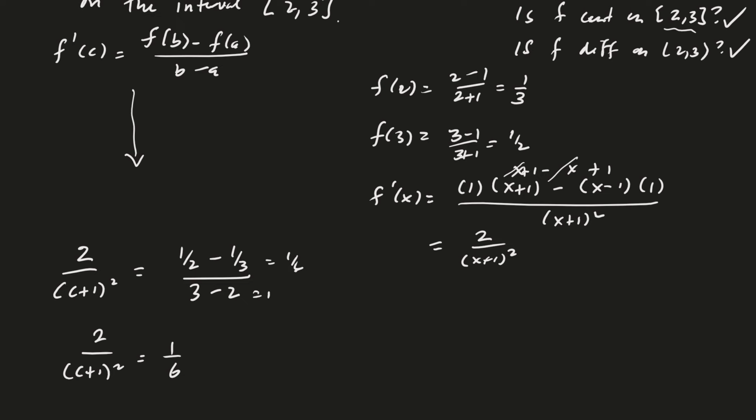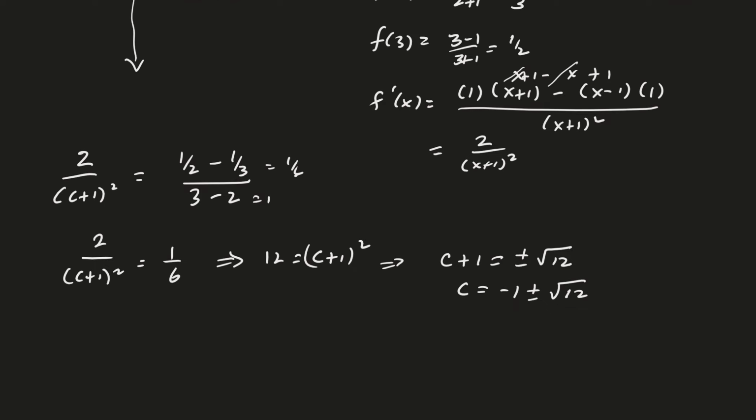So if you cross multiply, you get 12 is equal to c plus 1 squared. Good. So therefore, c plus 1 is equal to plus or minus the square root of 12, and c is minus 1 plus or minus the square root of 12. Good. Now you do have to be a little bit careful here. We want to check to see what these values are.